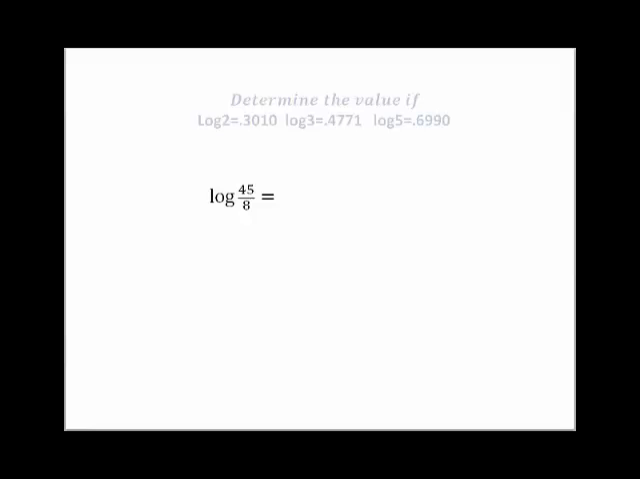Let's try it again. Here's log of 45 over 8. All right. First of all, what do we have to do with 45 over 8? Division becomes a subtraction, doesn't it? You want to rewrite that first? Okay, so we've got log of 45 minus the log of 8.